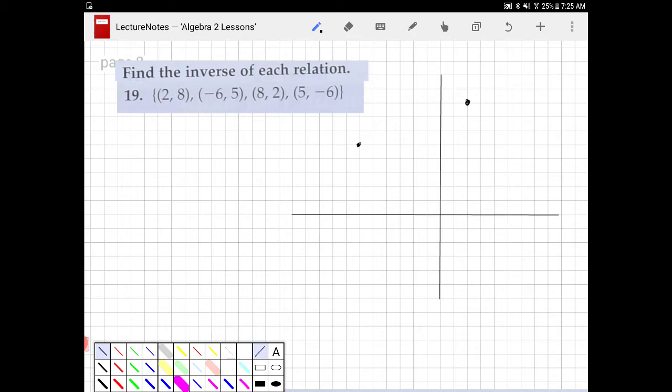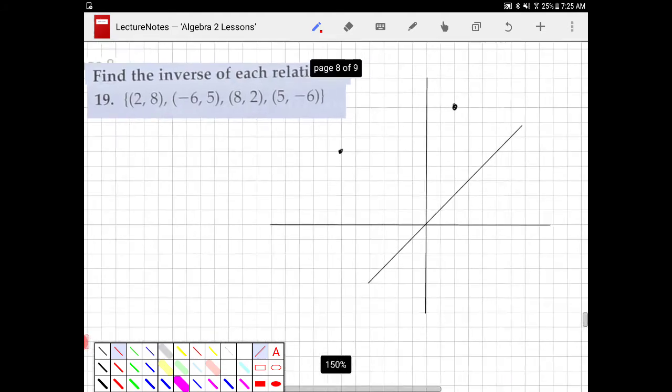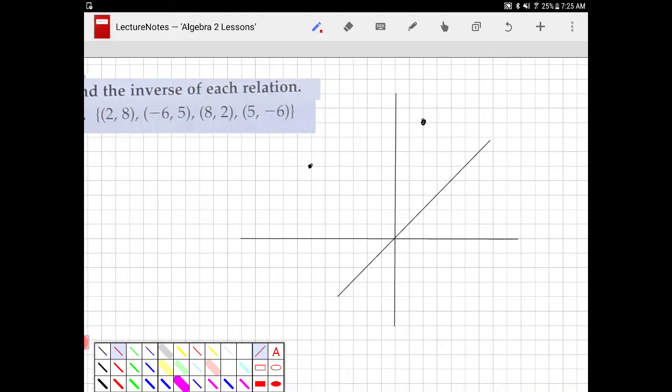Now what we're going to do is reflect this over the line y equals x. So that's y equals x. When I take this point, which was at (2, 8), and I reflect it over the line y equals x, what I'll get is a point that's located over here. So this is my new point. And what is this point? Well, this is (8, 2).